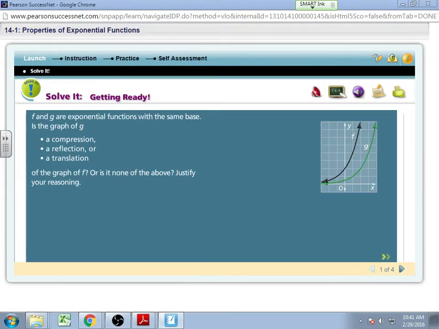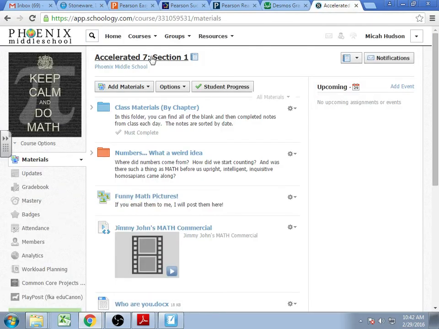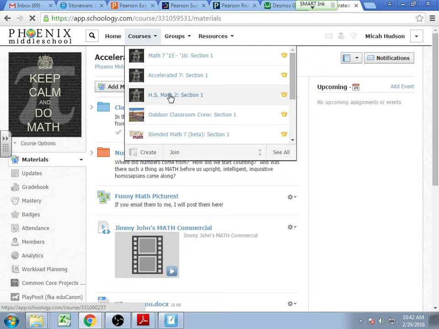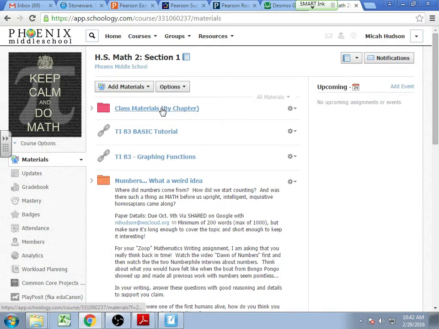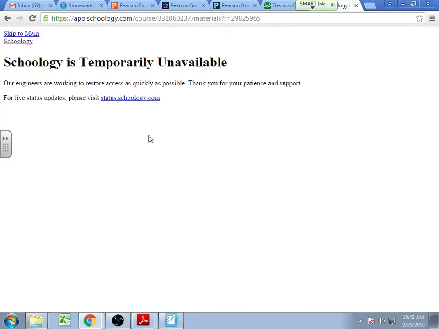So 14.1 is what we're on now, talking about exponents. Oh, by the way, to remind you, because I almost forgot, in our Schoology class we're going to do a problem today that we're not going to be able to take a super long time on. If you have issues on this problem, go to our class materials, go to this chapter, other types of functions.